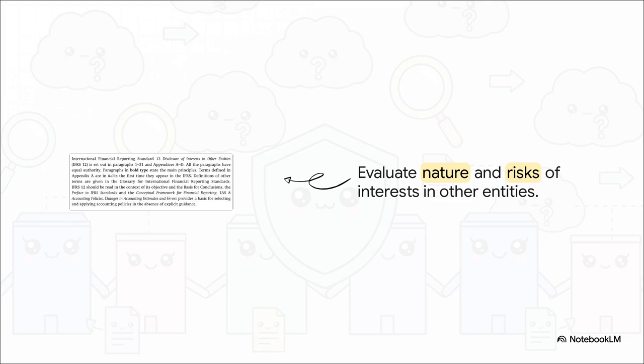To solve this huge problem, the International Accounting Standards Board stepped in and created a pretty powerful diagnostic tool in May of 2011. Enter IFRS 12. The core objective here is crystal clear. Force entities to disclose information that lets us, the users, evaluate the nature of and the risks associated with their interests in other entities. It completely replaced an older, really fragmented set of rules, we're talking IAS 27, 28, and 31, and brought all these critical disclosures under one unified umbrella.